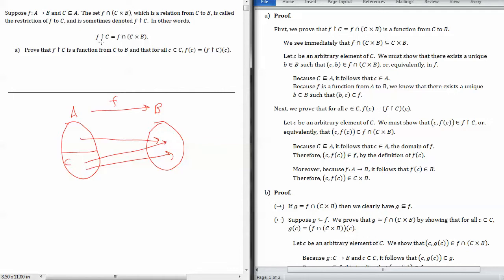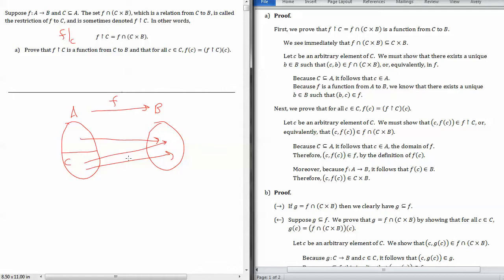Okay, this new function we're calling f restricted to C, let's say. Another common notation for this, which you may have seen before, is f with a vertical bar and then a little C subscript down here. Okay, that's another way to write f restricted to C. So basically it's the same function, but we're restricting the domain down to C. You've probably done something like this with trying to define inverse trig functions and so forth in the past.